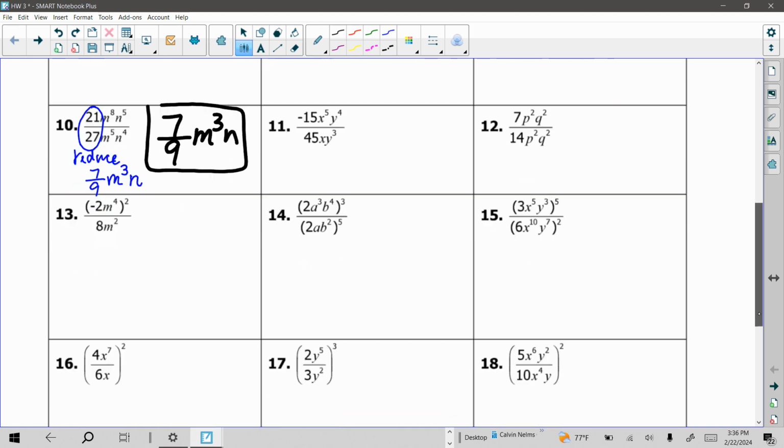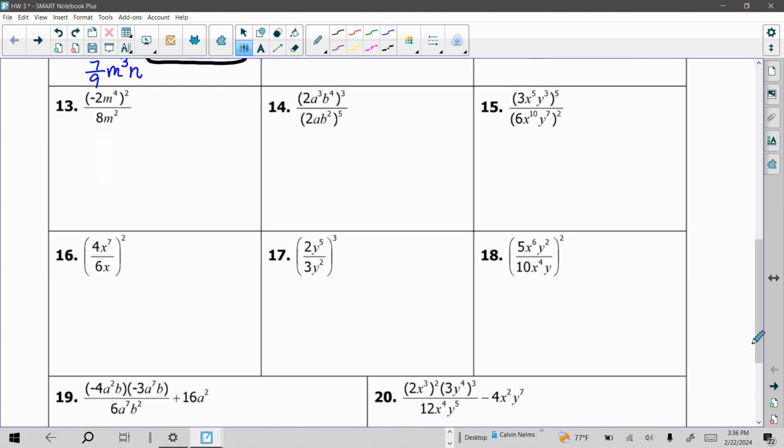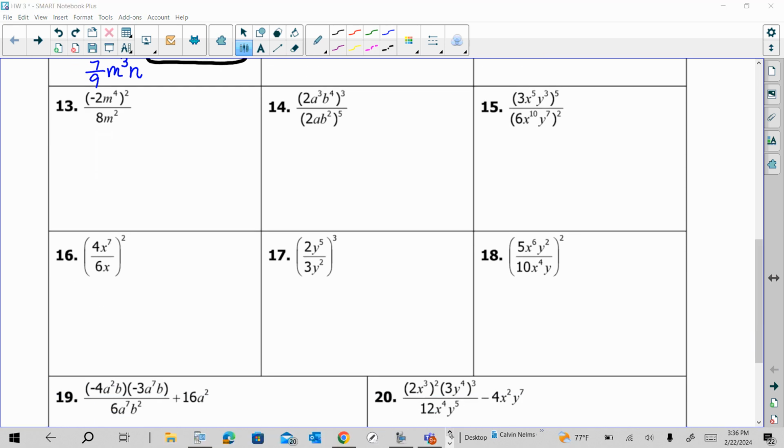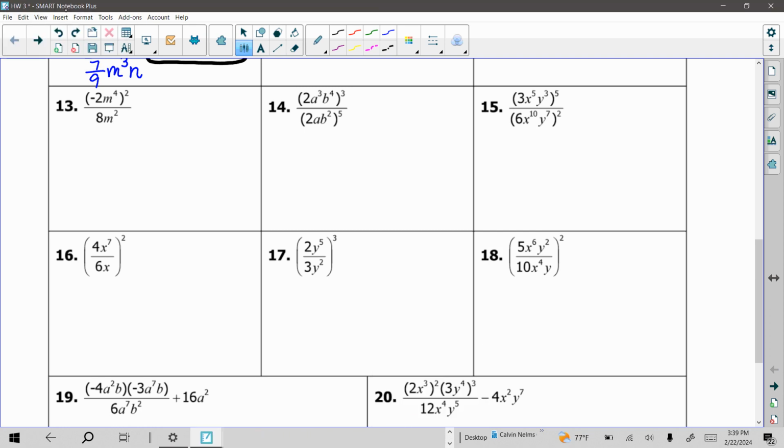Now, when you get to this bottom half here, this is when we're going to have some multi-steps. Let me just go over this real quick. Hold on just a second. Okay, so sorry about that.